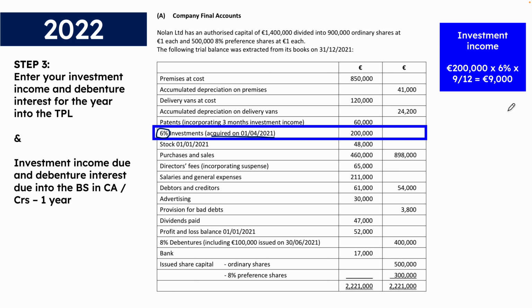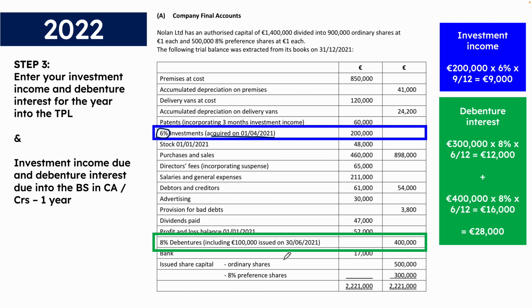And then the debentures, so we go 8% debentures, including 100,000 issued on the 30th of the 6th, 2021. So we got a top up on our mortgage. So our mortgage before the 30th of the 6th would have been 400 minus 100. So our mortgage would have been 300,000 for the first 6 months of the year. So 300,000 multiplied by 8%, multiplied by 6 over 12, that is €12,000. And then 400,000 by 8% multiplied by 6 over 12 is €16,000.